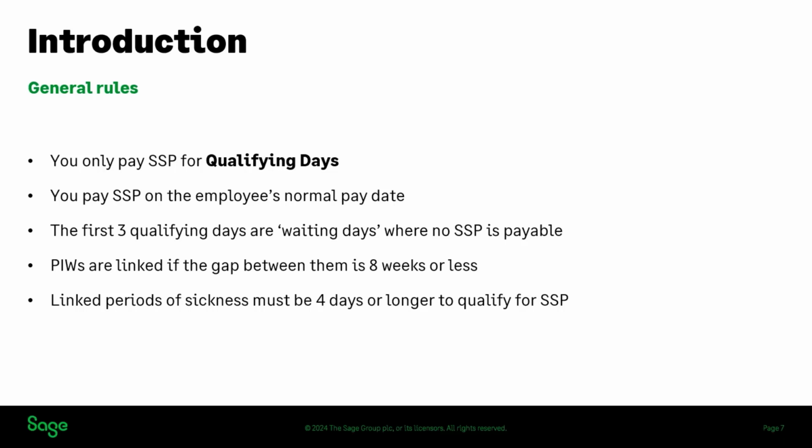And if you do have a linked period of sickness, you don't serve the waiting days again, but the sickness must still be 4 days or longer in that second spell of sickness in order to qualify for SSP. So the difference there is they would receive SSP for all of those days in the linked period, rather than having to serve those waiting days again. So you'll see some of this come to life as we do the demonstration.